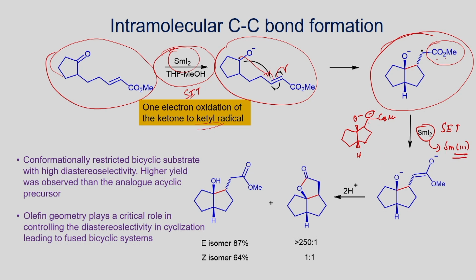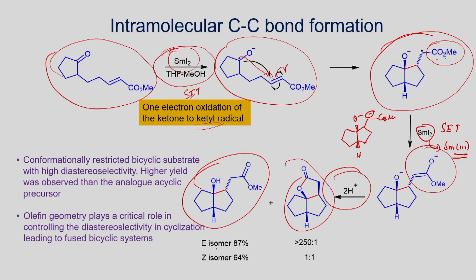Once we have this one, when you treat with a proton source, it will be converted into the bicyclic compound. It depends upon the stereochemistry of the alkene. If you have the E isomer, you can cyclize as shown here. If you have the Z isomer, you can get this as a ratio of the products. This depends upon the stereochemistry of the alkene, and the crucial step is here.